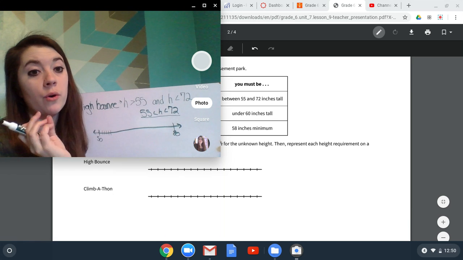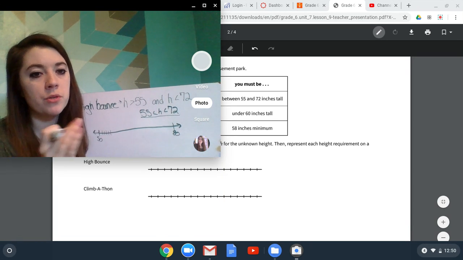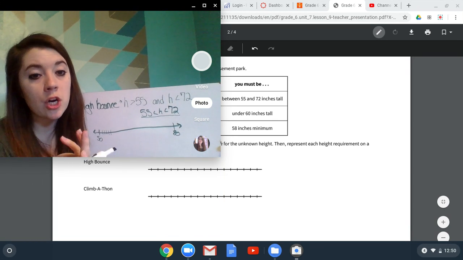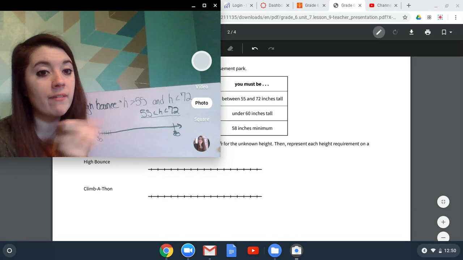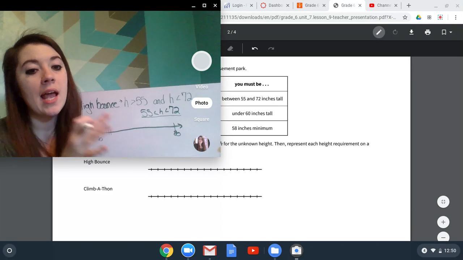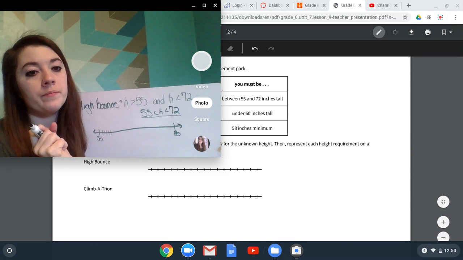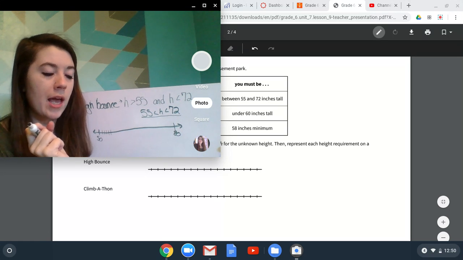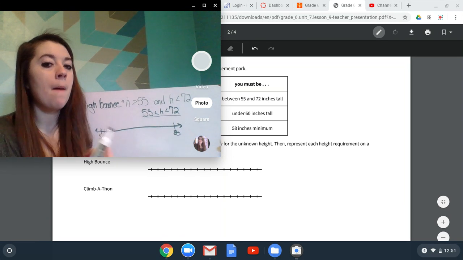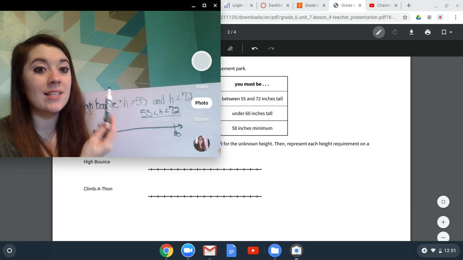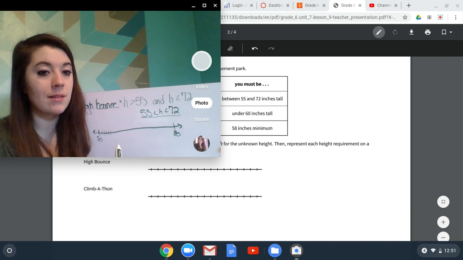And same thing with 72. If we're exactly 72 inches tall, nope, we're too tall, we can't write it. We could interpret this as you can be 55 inches and you can be 72 inches. It'll alter how our graphs look, and I'll show you that in just a little bit. But for now, let's do it with just the greater than and less than symbols.